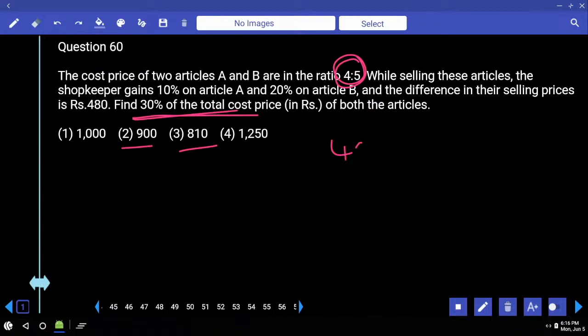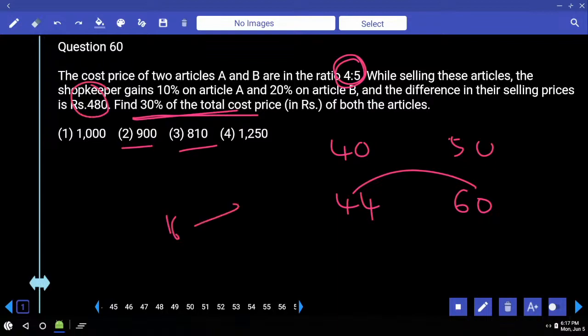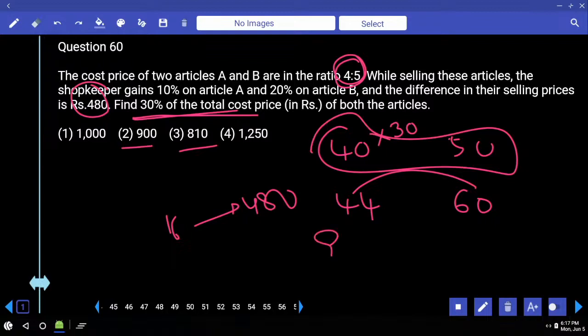Okay. So here let us consider the first cost price is 40 and this is 50. 10% profit means 44 rupees. 20% profit means 60 rupees. Difference is 16 rupees. That difference is nothing but 480. 16 parts is 480, each part 30. So this will become 40 into 30. He is asking for total cost price. Total cost price is 90, isn't it? 90 into 30/100, because we have to find only 30% of the total value. So answer will be 9 9s are.